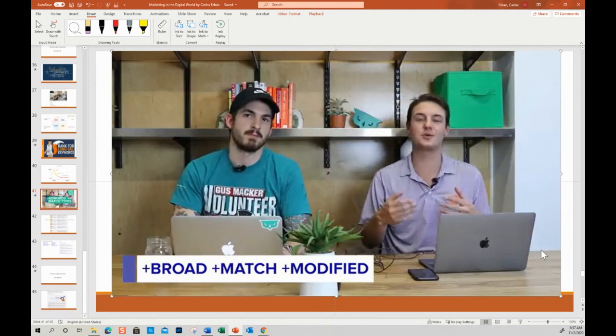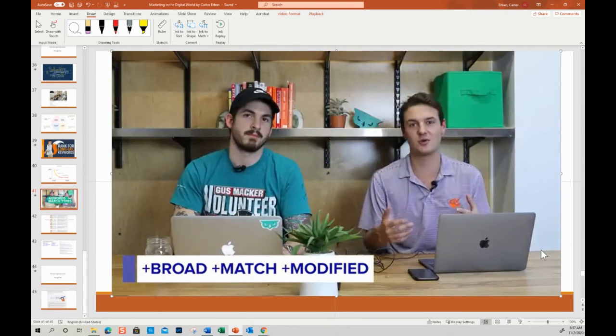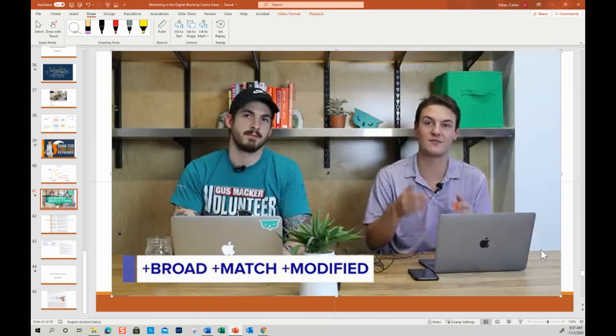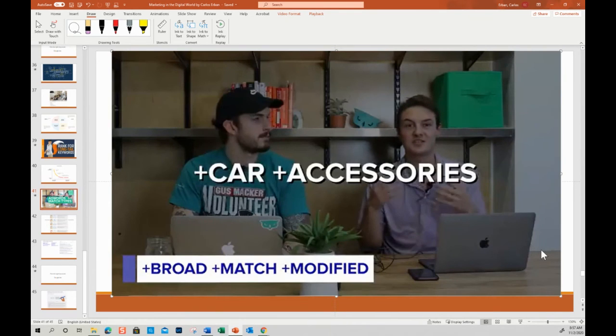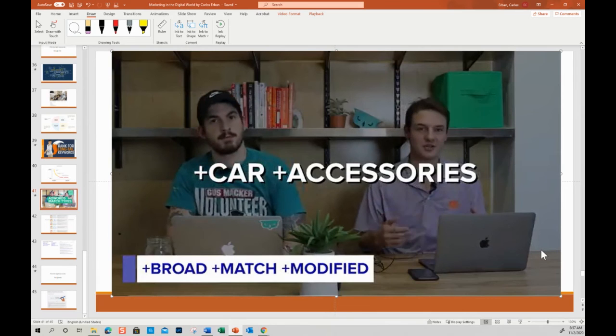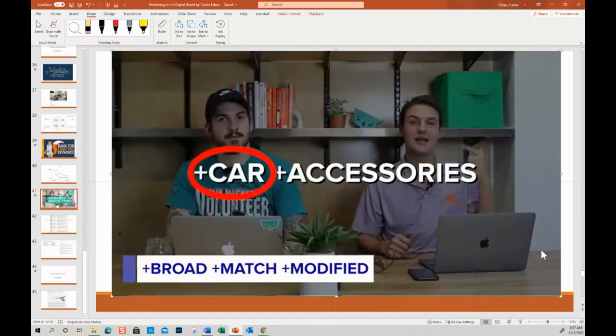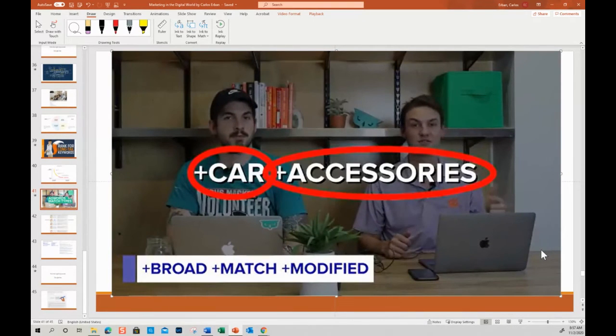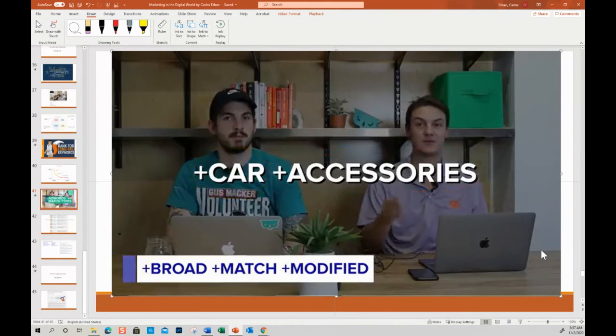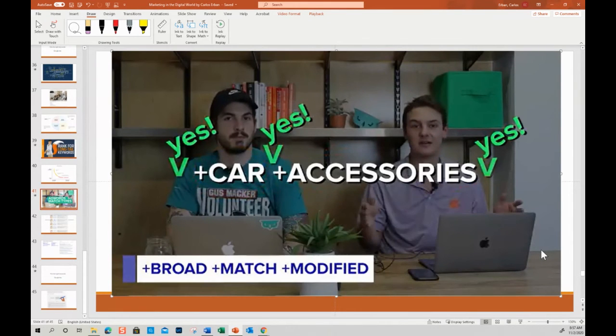But because you put the plus sign in front of cars, cars will always have to be there. Now, if you put a plus sign in front of cars and a plus sign in front of accessories, you're going to show up for search terms that have to include cars and have to include accessories. Now, there can be words in between it, and there can be words outside of it, but the word cars and the word parts will be there.